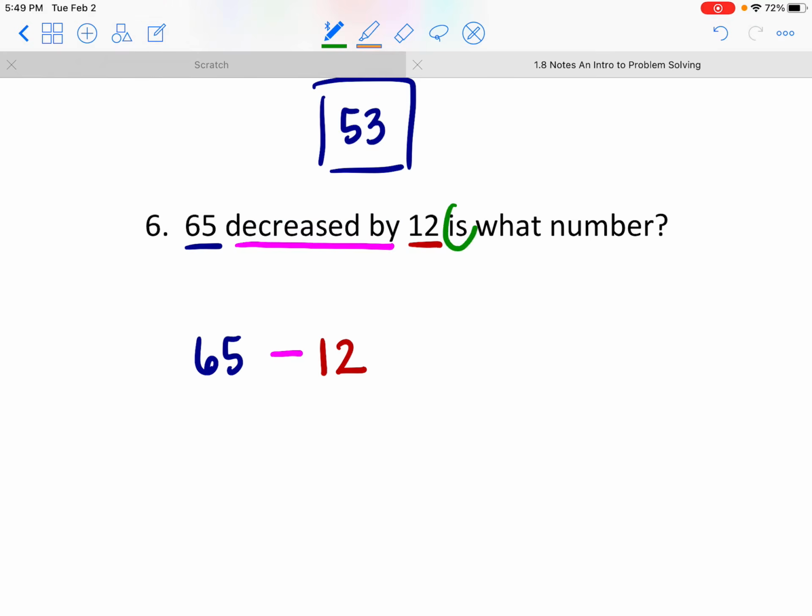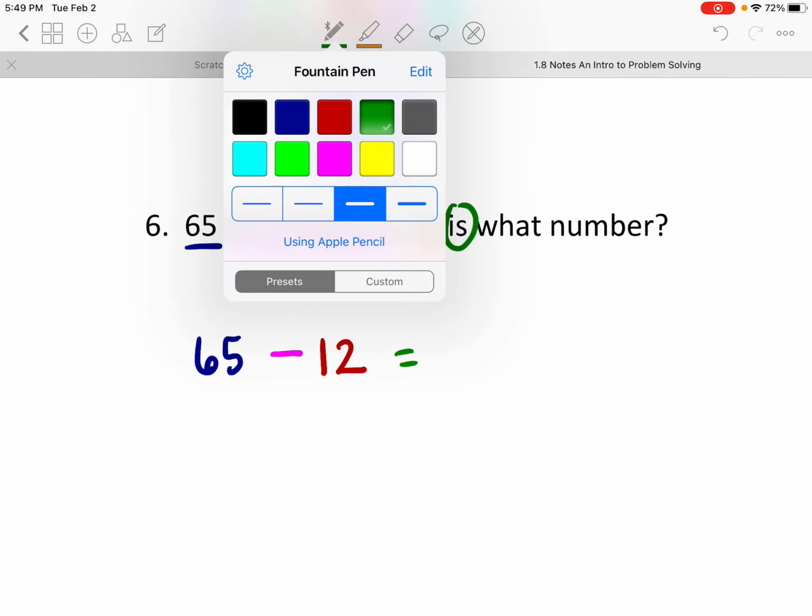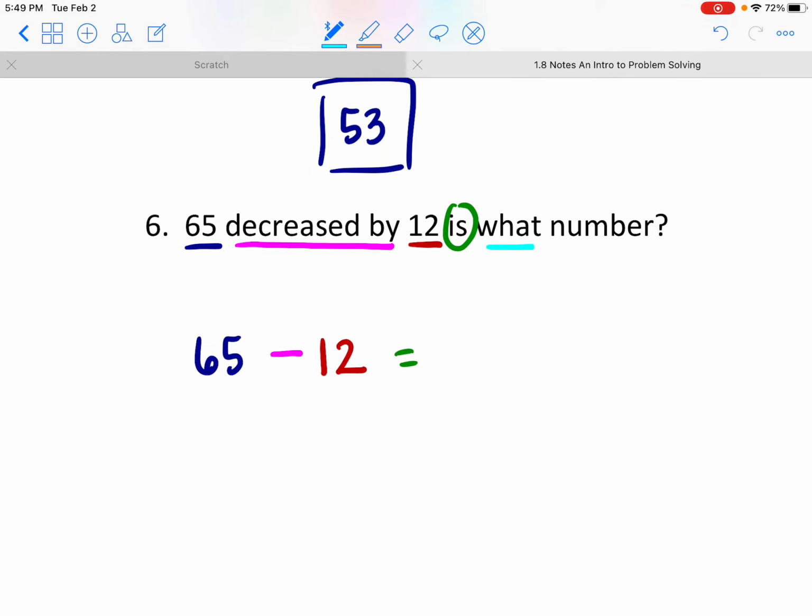And then is, and this is our question. It is what? What number? We don't know, so that's the question. So we're going to answer the question by performing this mathematical operation. So 65 minus 12 makes our answer 53 for this one.